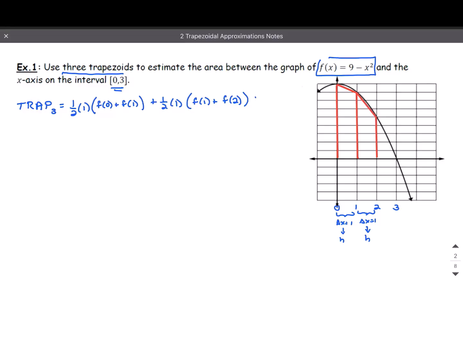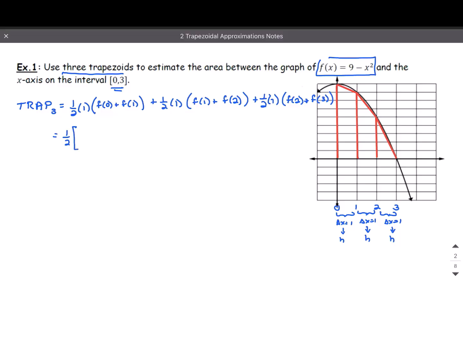Now the third one goes from 2 to 3, so our delta x again is 1, that's our height. And we have on the left, the x is 2, so we're going to use that function value, and on the right is a 3, we'll use that function value. And when we draw it, notice this time we really only have a triangle, because that height at 3 is 0. So we have here, let's see, 1/2.